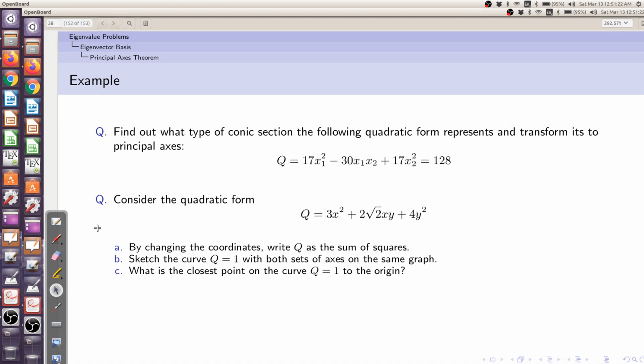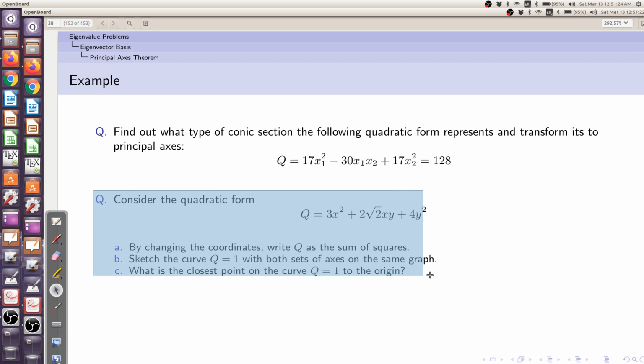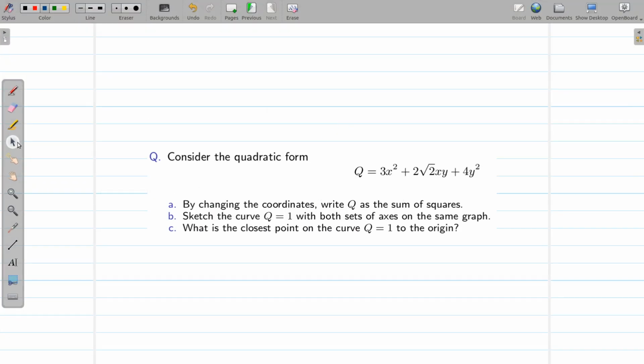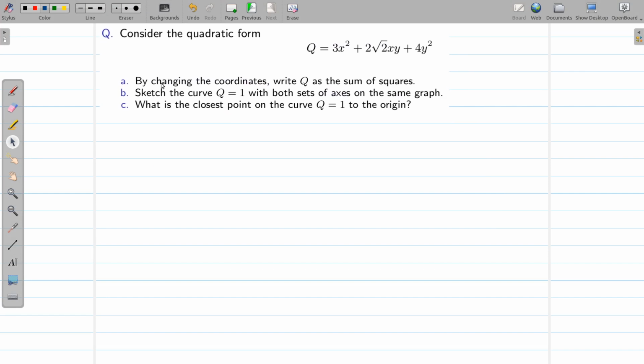So let me just copy all of this to a new page. Okay, so this is the problem that we have to solve. So we have here q is equal to this. First thing that we need to do is identify that matrix A, for which we have to find the eigenvalues. So let's go ahead and do that.